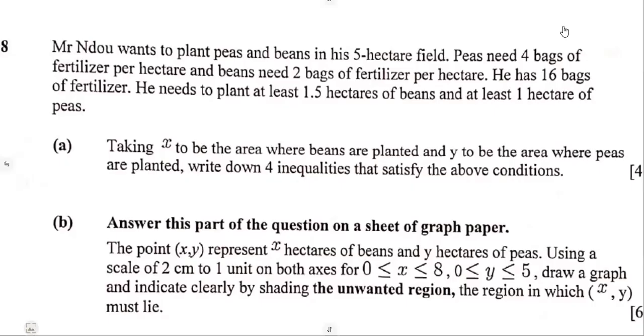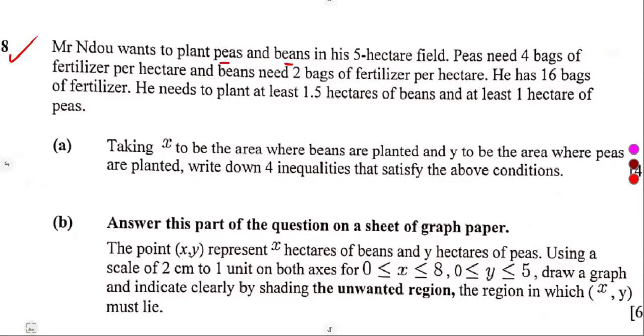So as a continuation, we are going to consider question number 8 of our section B, paper 2, still on our June 2025 exam. So we were given this part of our linear programming. We just want to see how to attempt this type of question, where Mr. Ndou wants to plant peas and beans in his 5-hectare field.